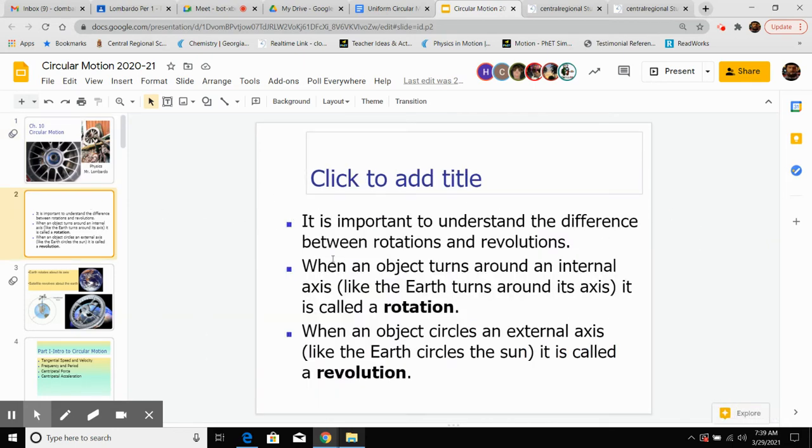So other things we need to know are the difference between rotations and revolutions. If it has an internal axis, like the Earth turns around its own axis once every 24 hours, that's a rotation. A revolution is basically if the axis was outside of the body, and then you rotate around that. You complete a lap around that. Like the Earth completes a lap around the sun once every 365 and change days.